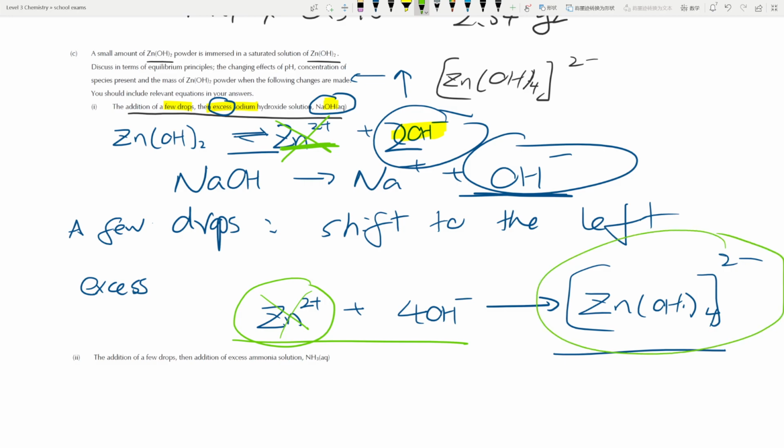So what does that mean? This Zn2+ is gone, then the system is no longer at equilibrium. It's going to shift to the right to make more Zn2+, and as a result the solubility increases. Okay, so that's that part there.